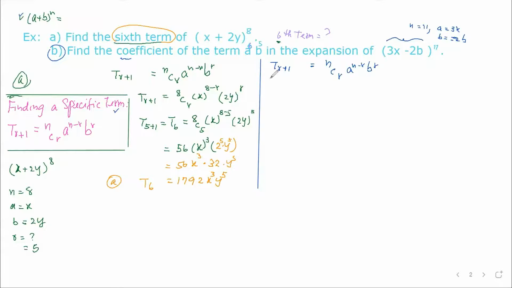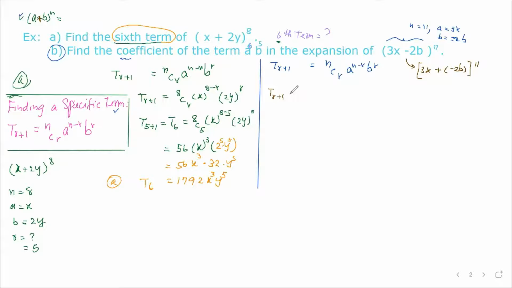Let me write down here. You can write in this pattern also, right? 3x, use a plus because the formula has a plus sign here. So we write in the same pattern of the formula, so it becomes minus 2b, and the whole thing power 11. And then you simplify. So after this, r is unknown again.